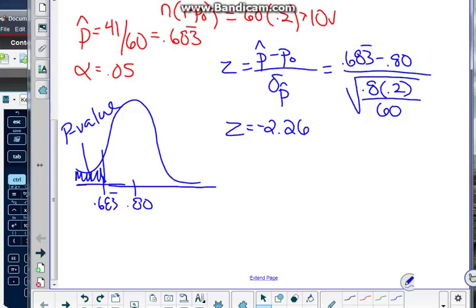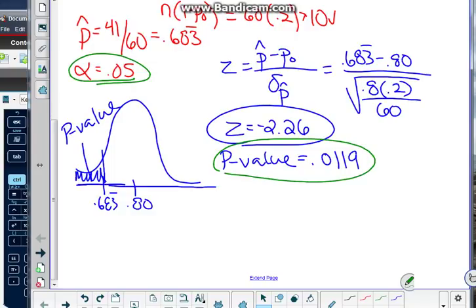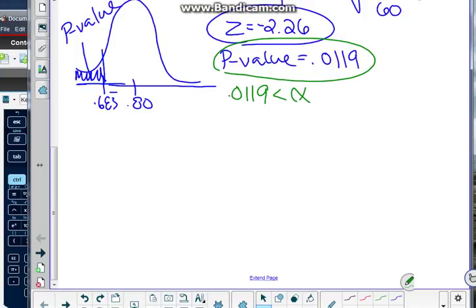So taking a look at this, the z-score on our z-table gives us a p-value of 0.0119. Now, we take that p-value, we compare it to alpha. So our test statistic was negative 2.26. The p-value gave us 0.0119. And we compare 0.0119, saying that that is less than alpha. Since our p-value is less than alpha, we reject the null hypothesis.